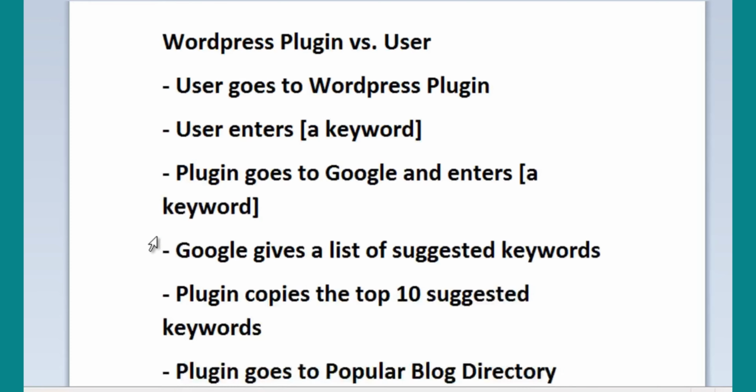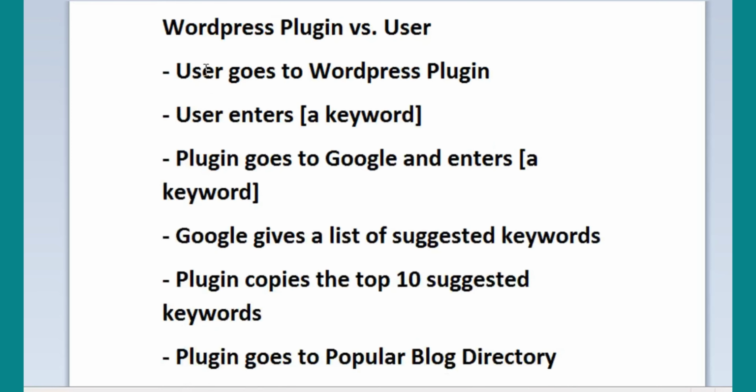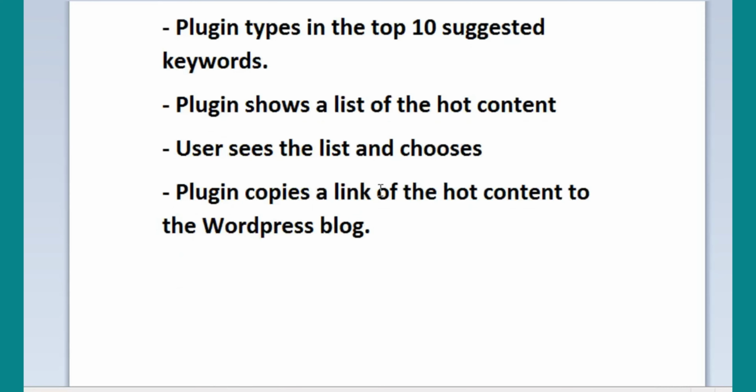And then if you notice, what I'm trying to do is I'm just showing what the user sees. So the user goes to the WordPress plugin, they enter a keyword, but then when it comes time to go outside, the plugin goes and does the rest. And then it pretty much finds the content for us.